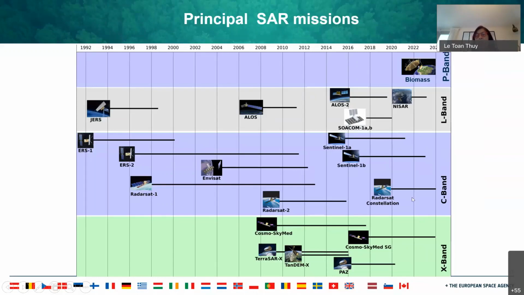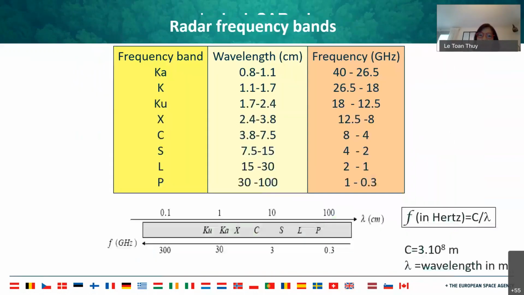So that means it's time to really use the SAR data in operation. And here the SAR is characterized by the frequency band or wavelength: Ka, Ku, X, C, S, L, P. And what is the meaning of that? I think there's not much meaning.